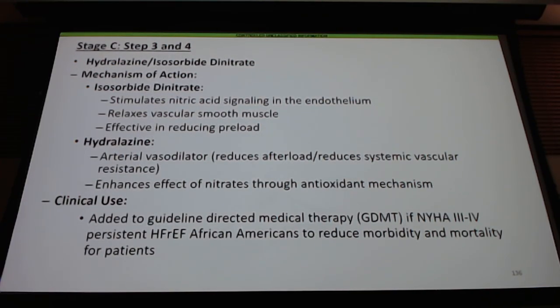Then we talked about how there are special populations that may need some additional treatments, and one of those would be African American patients who don't respond to the initial step 1 regimen. Then we talked about adding a hydralazine isosorbide dinitrate medication, which works to help with improving morbidity and mortality in African American populations.